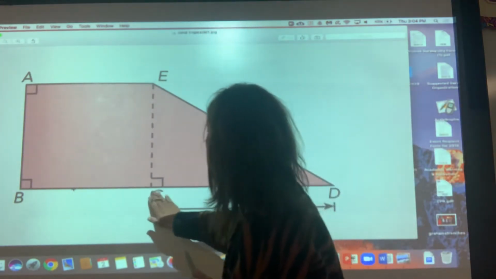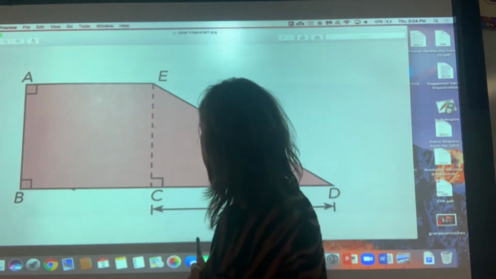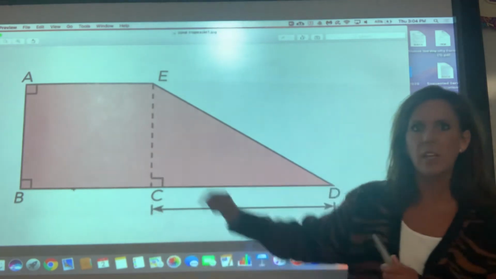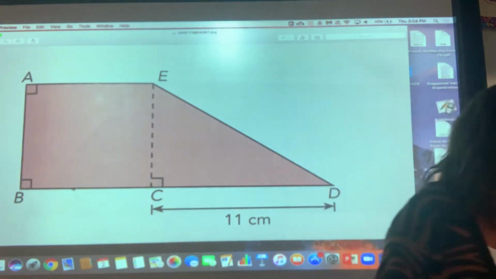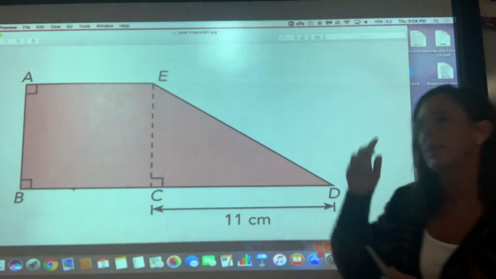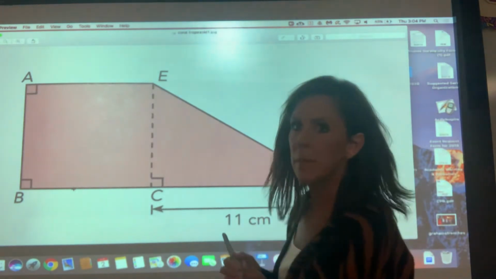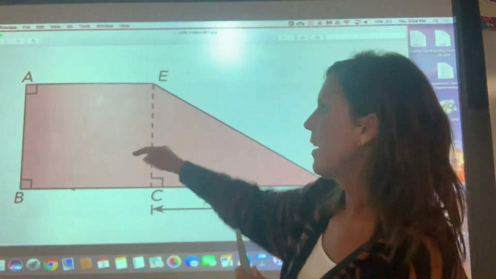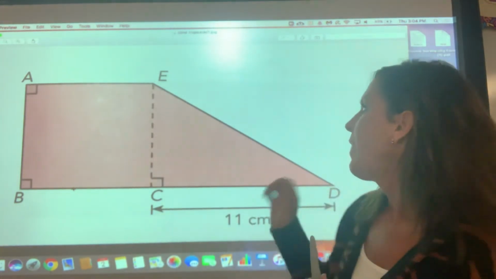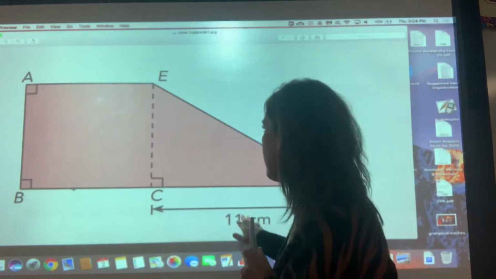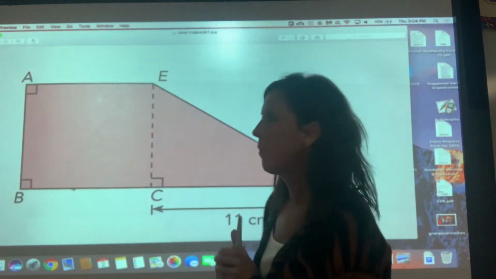We're told that this is 11. And I'm also going to tell you the area of the square. The area of the square is 64 centimeters squared. That's the area of the square. So that is going to help us find the area of the triangle.